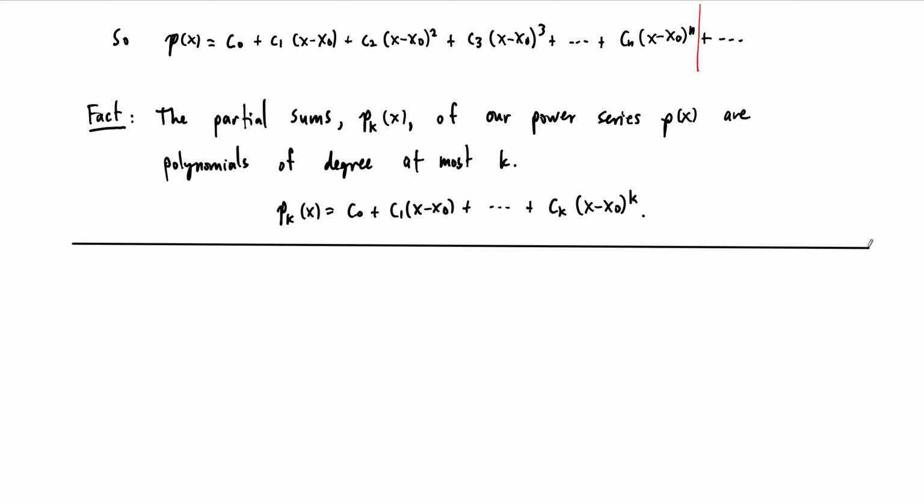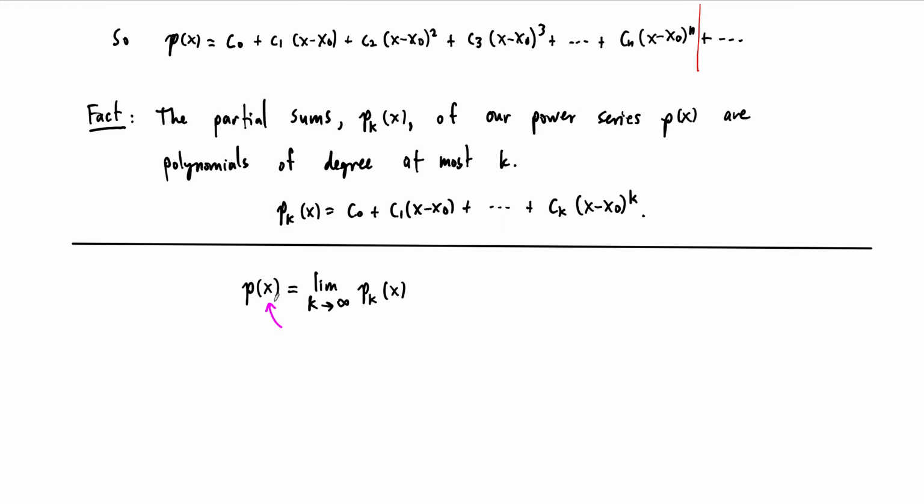And so that means, as always, we can think of our power series, any kind of series, the sum of a series. Our power series, if we want to think of this in the sense of a series itself, is a limit as k goes to infinity of these partial sums p sub k of x. And we have to interpret this pointwise.